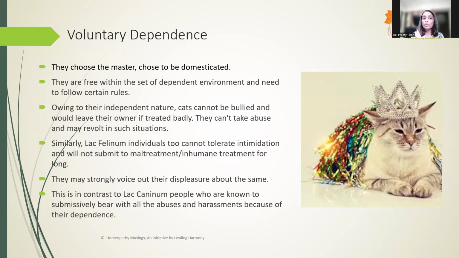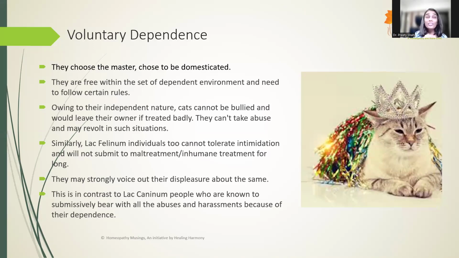So cats will never get bullied. In homeopathy, if a patient needing Lac felinum is treated badly, they're going to walk out of that relationship. They're going to confront, they're going to fight, they're going to be very vocal. Unlike Lac caninum patients, who would maybe even shout and fight, and say, oh, I'm being treated like shit, but I'm going to stay in this relationship, I cannot walk out of it. So it's very, very different. They will strongly voice out their displeasure. They will confront. They will get into a fight.